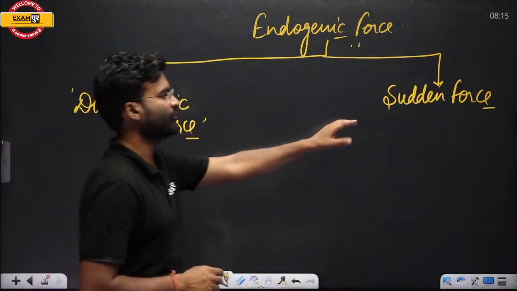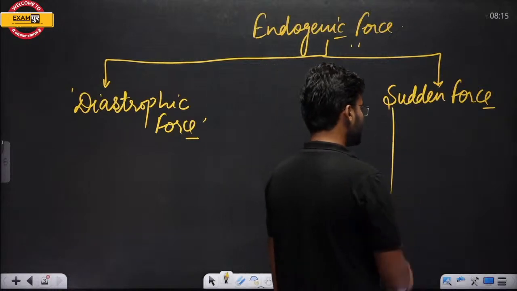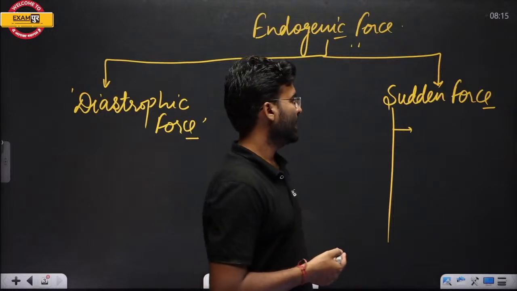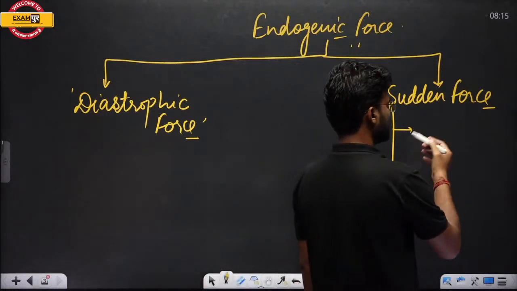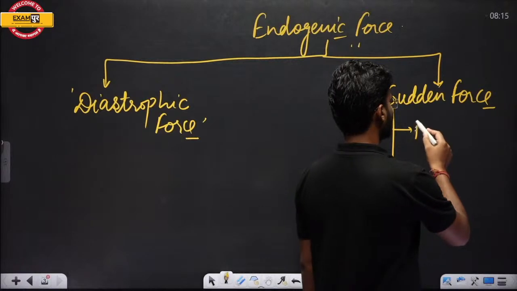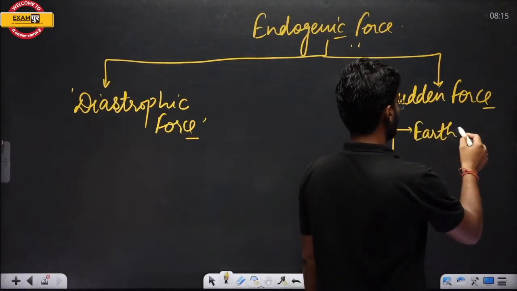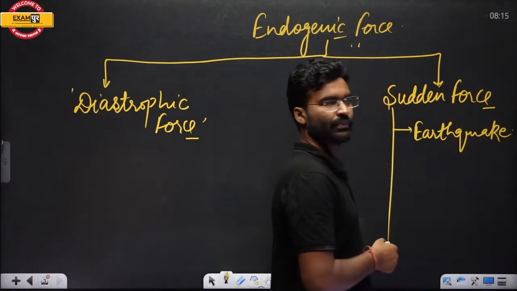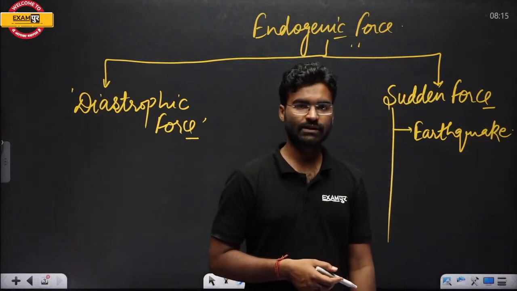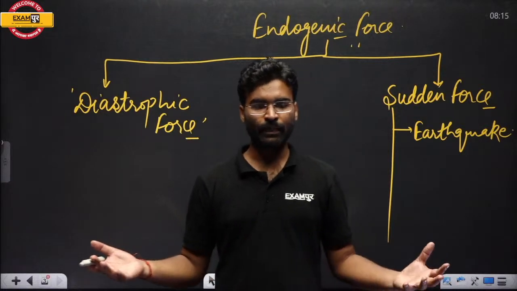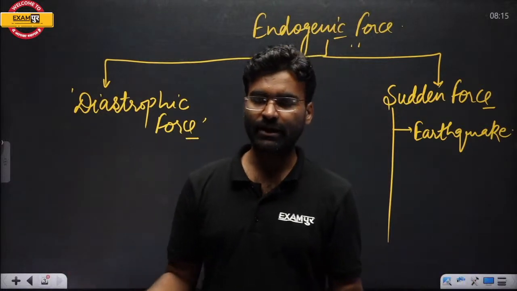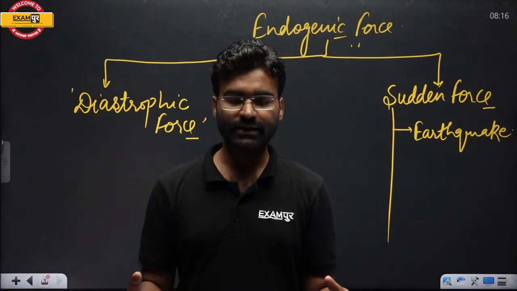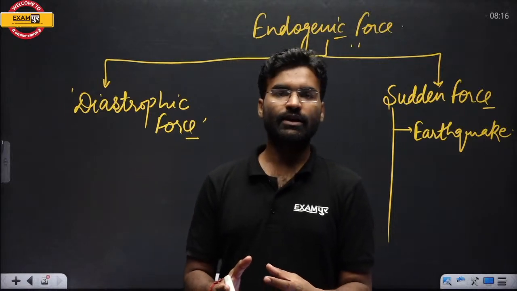And this is the sudden force. What is the consequence of this sudden force? If the sudden force is happening, then it is responsible for some disastrous phenomena like the earthquake. What is the earthquake? Earthquake is the result of the sudden endogenic force. If the sudden force is applied beneath the earth's surface, then there is a disturbance in the plates.